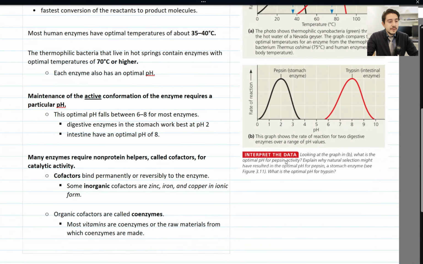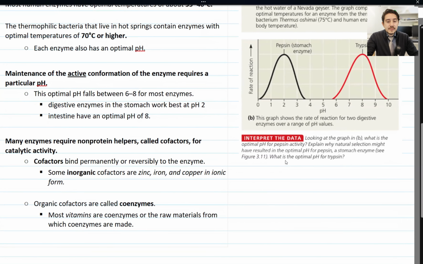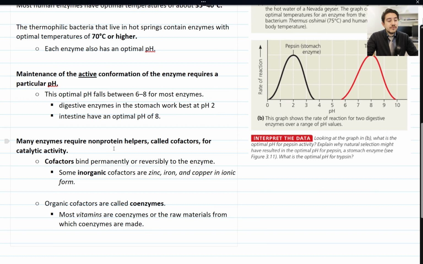Okay. Talking about pH, the active conformation of an enzyme requires a particular pH. So generally, for many enzymes, you have pH ranges going from 6 to 8. For most enzymes, but we do have some specialized enzymes, for example, in the stomach, that work best at pH levels of 2, or the intestines that have an optimal pH of 8. If you get out of these, the efficacy of the enzyme will decrease.